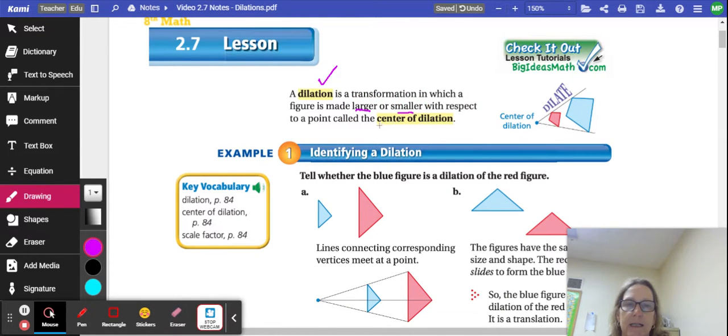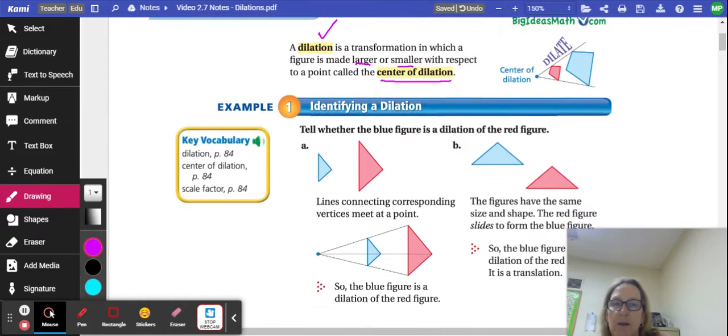And it is in a certain way. So when you make it larger or smaller, all the angles stay exactly the same. So the shape appears the same. So if you had a right triangle, you'd still have a right triangle. If you had an isosceles triangle, you'd still have an isosceles triangle. And then over here it says with respect to the center. I'll point it out as we get there.